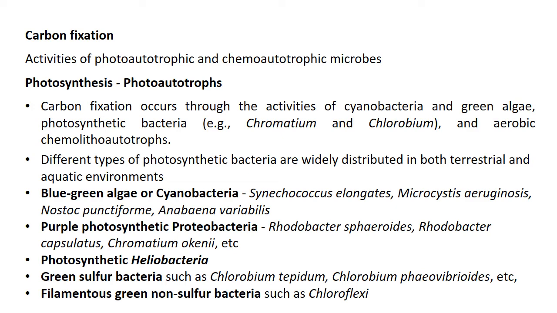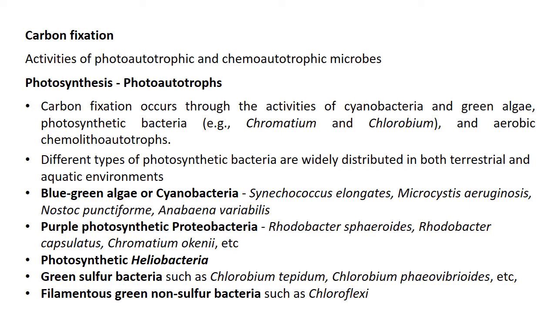Synechococcus elongatus, Nostoc, Anabaena, etc. are examples of blue-green algae or cyanobacteria. Rhodobacter, Chromatium, etc. are examples of purple photosynthetic proteobacteria. Heliobacteria is an example of photosynthetic heliobacteria. Chlorobium is an example of green sulfur bacteria, and Chloroflexus is a filamentous green non-sulfur bacteria.